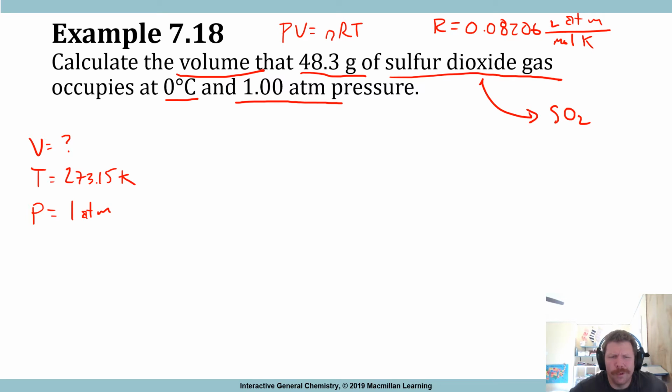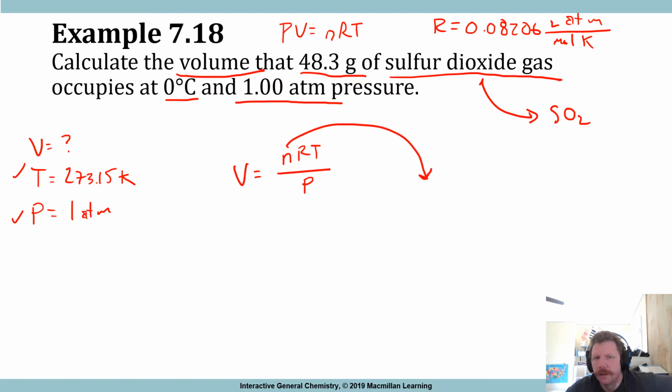Now, essentially, what we need to do is rearrange the ideal gas equation so that V is equal to nRT divided by P. Temperature is accounted for, pressure is accounted for, R is accounted for, but n is not accounted for. Now, I'm going to show you a way to do n fairly easily. Well, n is equal to number of moles. Now, we can solve for number of moles by taking the mass and simply dividing it by molar mass.